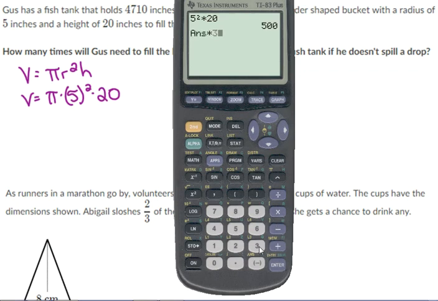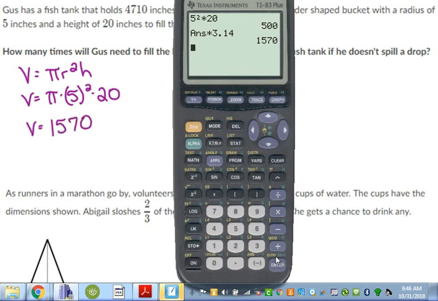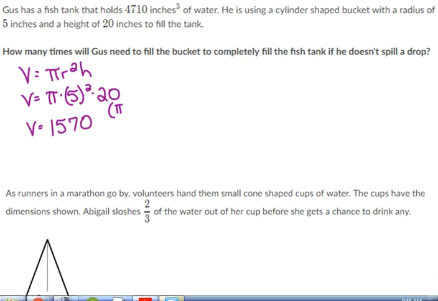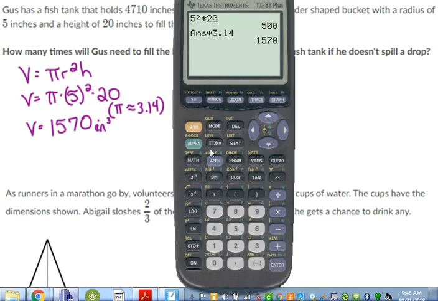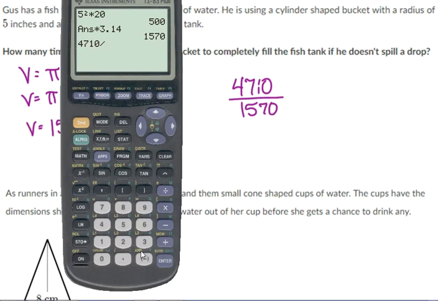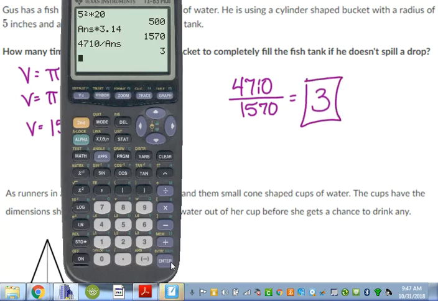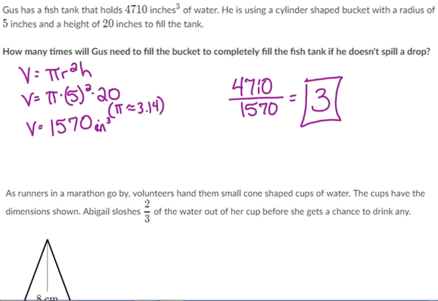I think this problem, where I got it from, said to use 3.14 for pi. I usually don't like to do that, but they do this on purpose because it makes the problem work out nice and even. I usually use the pi button on the calculator, but just make sure you read the directions. Sometimes they'll tell you to use 3.14 instead. So pi is approximately 3.14. That gives us a volume of 1,570 cubic inches for the bucket. We need a volume of 4,710, so we just divide to find out how many times we need it. And that gives us 3. He will need to fill up the bucket 3 times if he doesn't spill a drop to completely fill the fish tank.